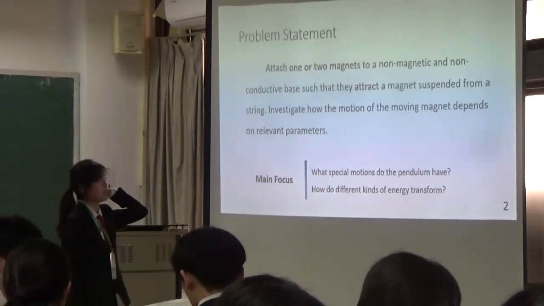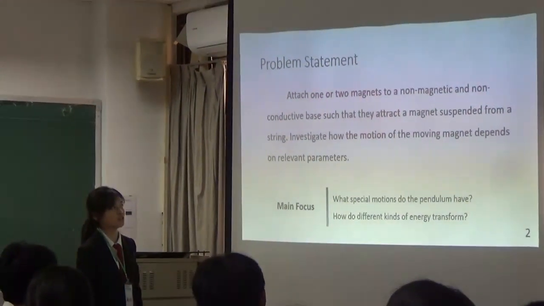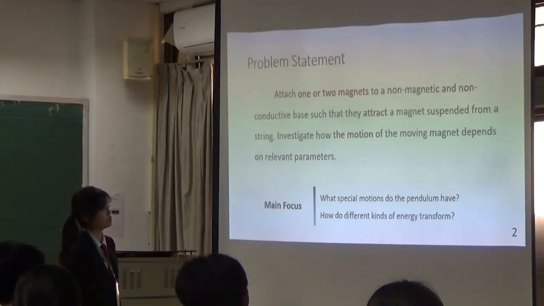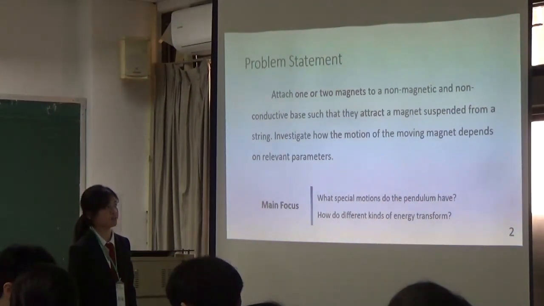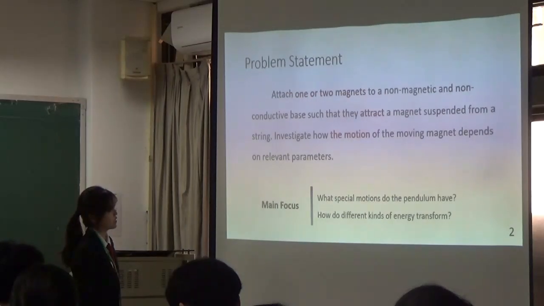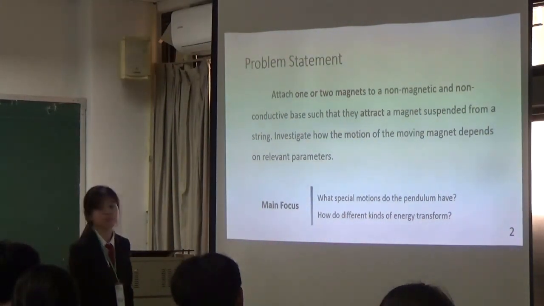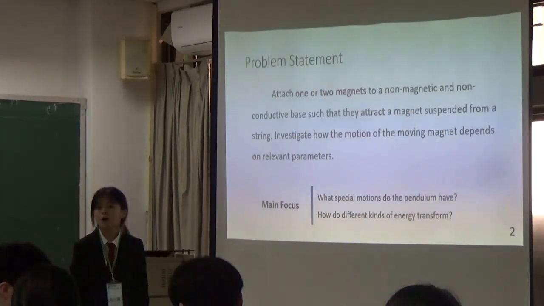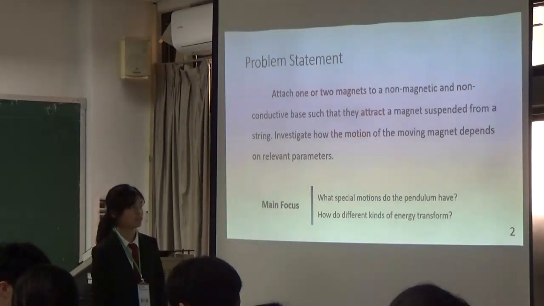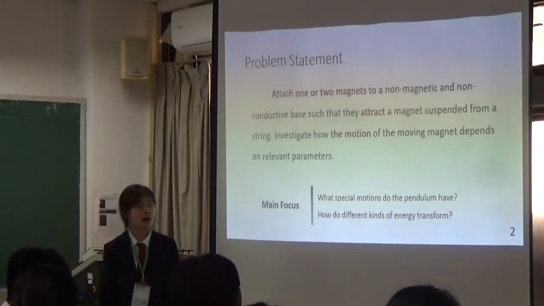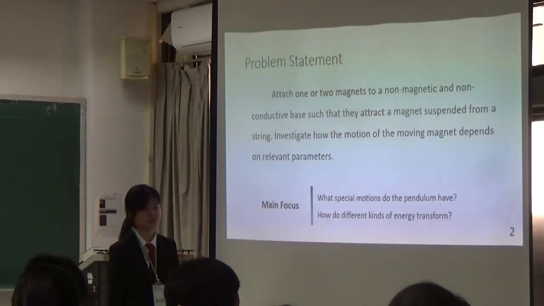Here's the problem statement. Attach one or two magnets to a non-magnetic and non-conductive base such that they attract the magnet suspended from a string. Investigate how the motion of the moving magnet depends on relevant parameters. Today, I'll mainly focus on what special moments the pendulum has and how different kinds of energy transform.